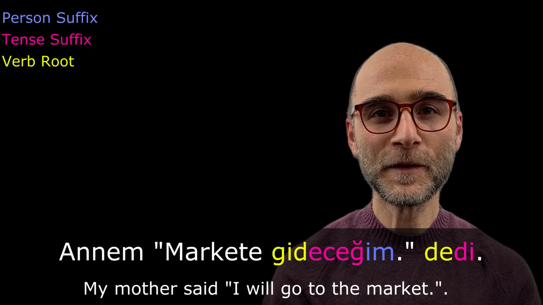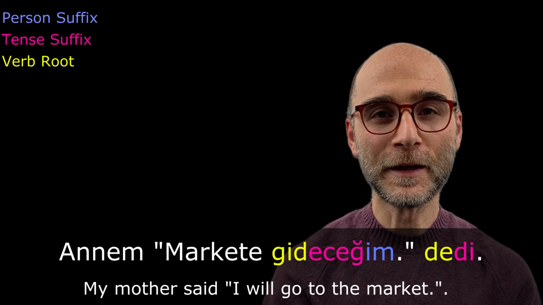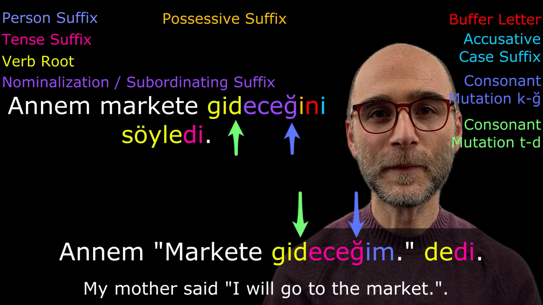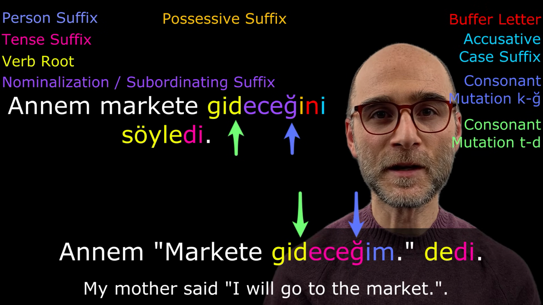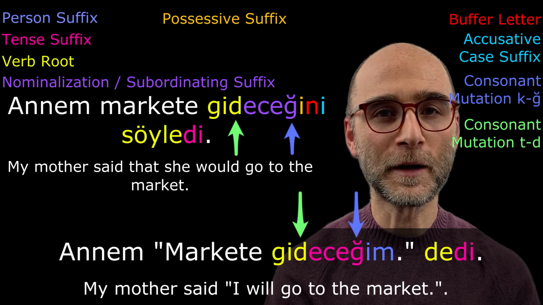Now, let's form the sentence using the verb söylemek, as I showed you in the first part. Annem markete gideceğini söyledi. My mother said that she would go to the market.